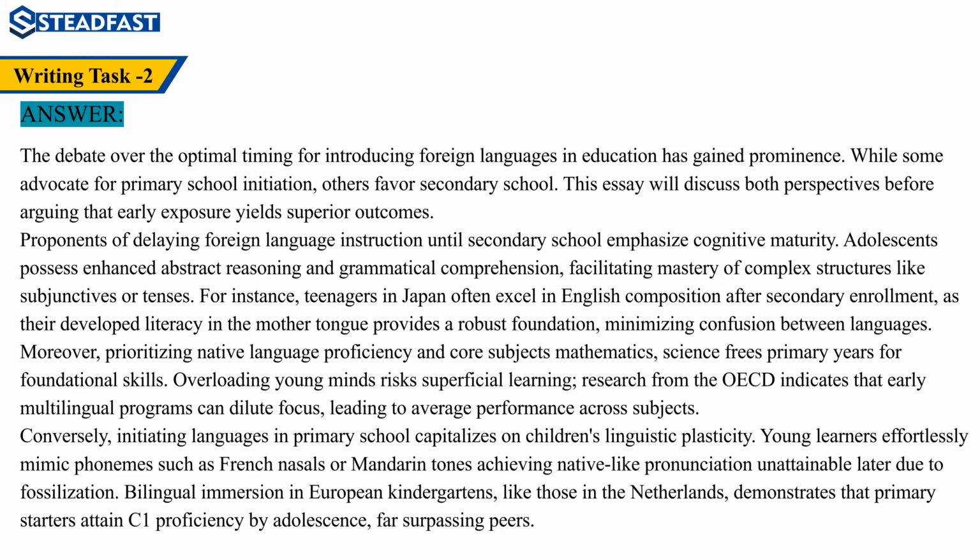Proponents of delaying foreign language instruction until secondary school emphasize cognitive maturity. Adolescents possess enhanced abstract reasoning and grammatical comprehension, facilitating mastery of complex structures like subjunctives or tenses. For instance, teenagers in Japan often excel in English composition after secondary enrollment, as their developed literacy in the mother tongue provides a robust foundation, minimizing confusion between languages.